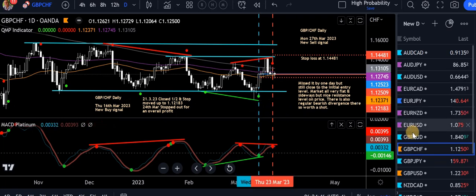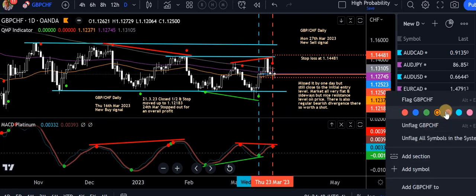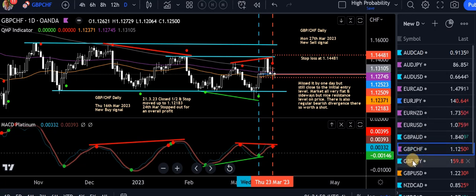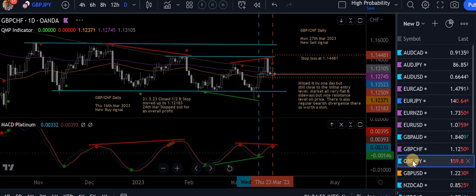New sell on Monday. So I'll tidy that chart up also. Yeah, I don't know how I missed that. I'm probably a bit dusty on Friday morning. I don't know what happened.